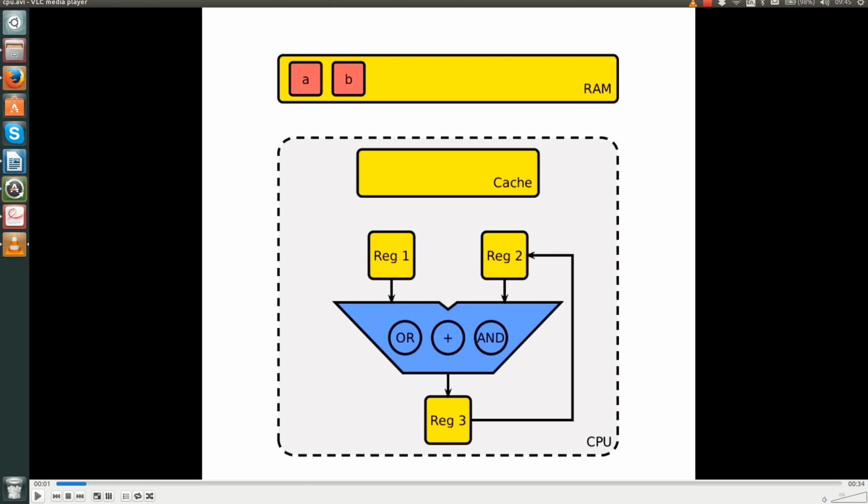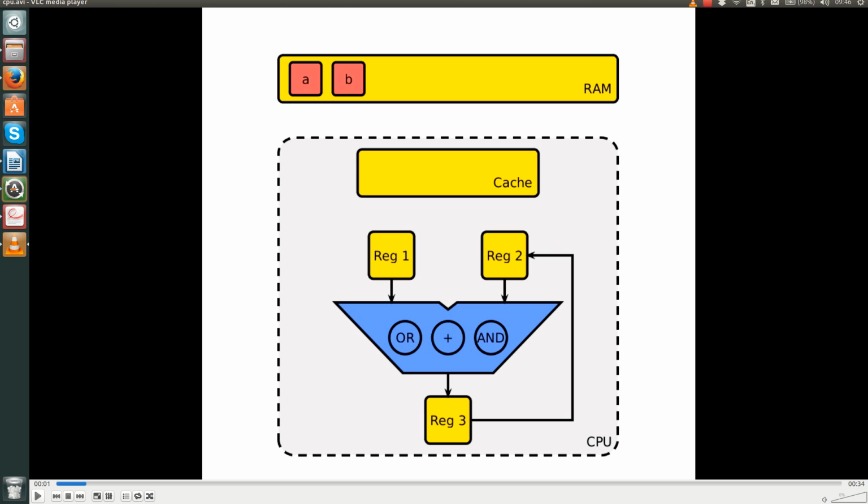On this picture the communication subsystem is not shown, but it is implied that data can be transferred between different levels of memory hierarchy. For example, we can transfer data from RAM to cache and from cache to registers and back. Now let us assume that we want to add two numbers together, A and B, and that they are stored in the random access memory.